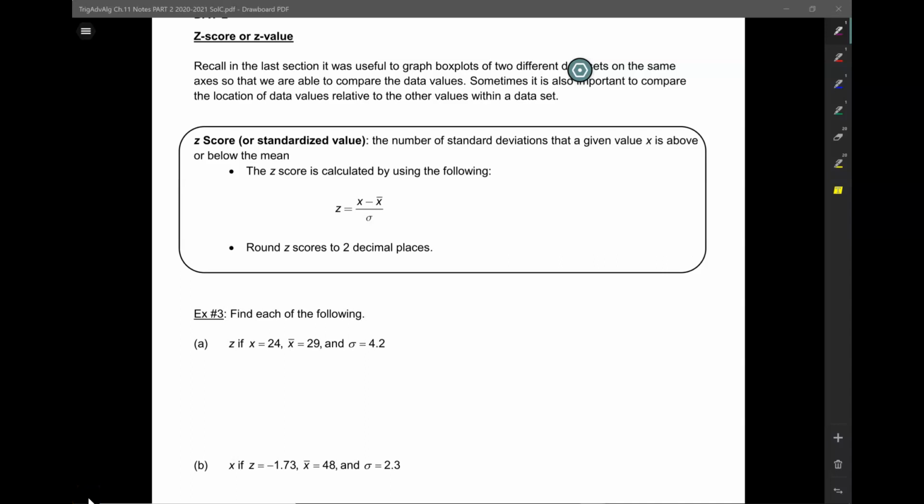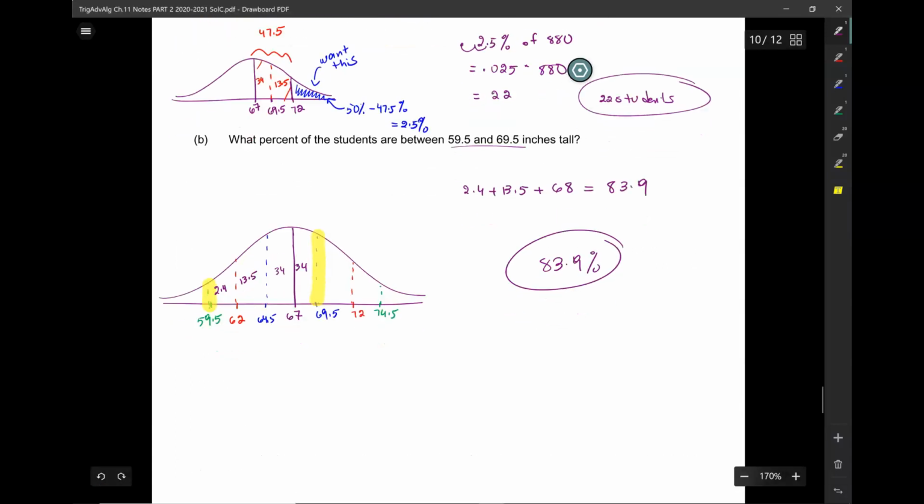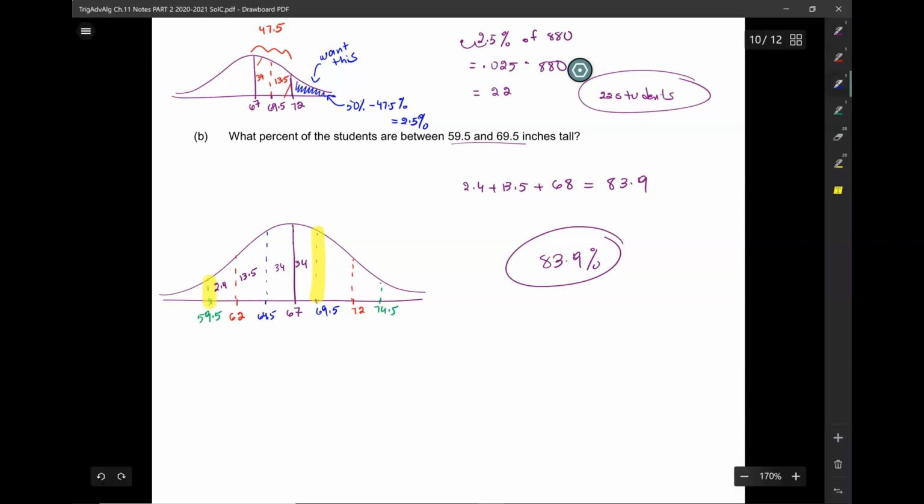So we're going to continue with our normal distributions and our standard deviations. Remember how before, you have the normal distribution, you've got your mean, and then you've got the standard deviations here, one standard deviation up or two up and so on. And then we would say, okay, how many are between 59 and 69.5? But all of those fell on actual multiples of the standard deviation.